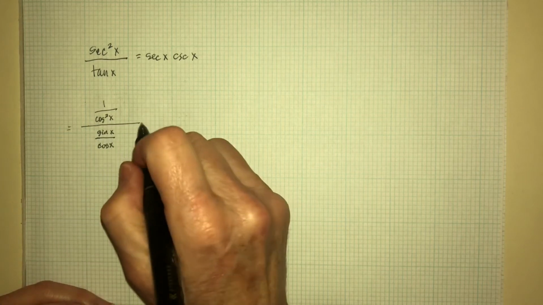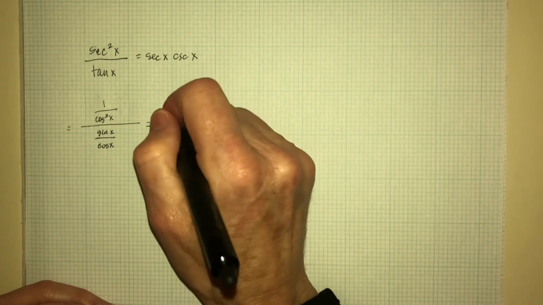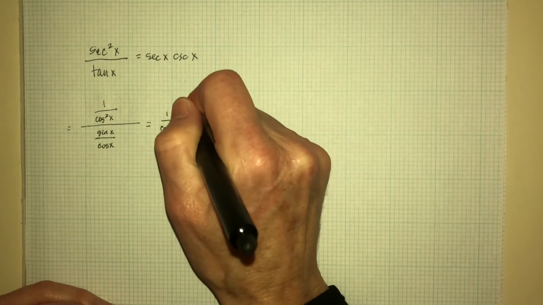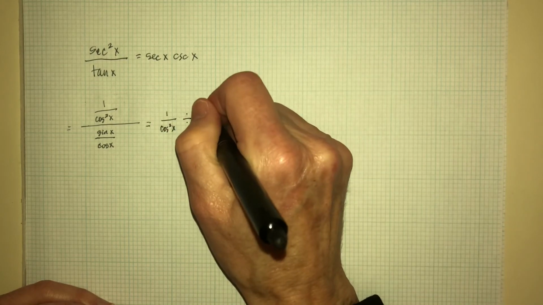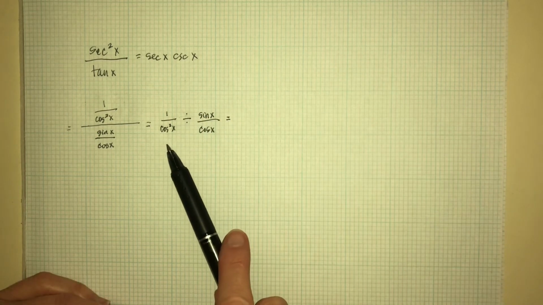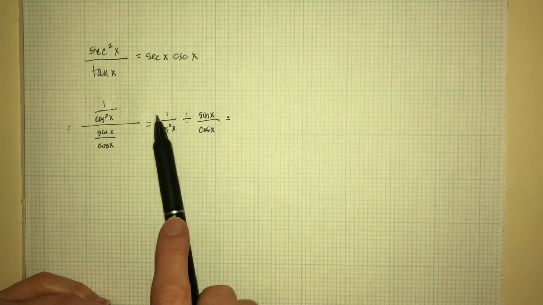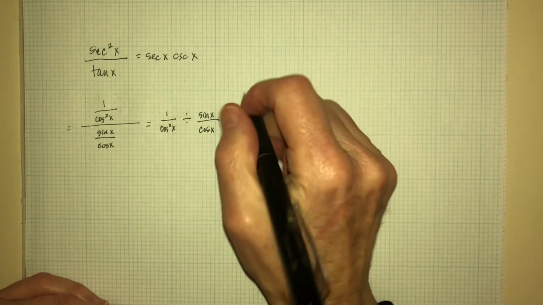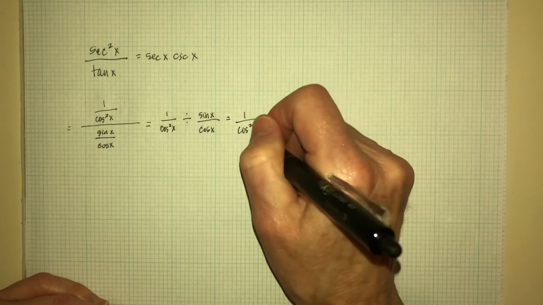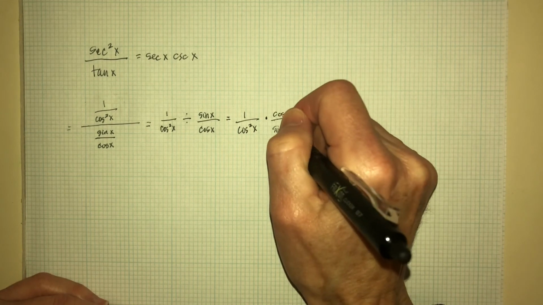So we have a complex rational here, and we can rewrite that as a division problem since every fraction bar means division. So we can rewrite that as 1 over cosine squared x divided by sine of x over cosine of x. So like any fraction division or rational division problem, we can change it to multiplication by the old method of keep it, change it, flip it. So 1 over cosine squared x times cosine of x over sine of x.